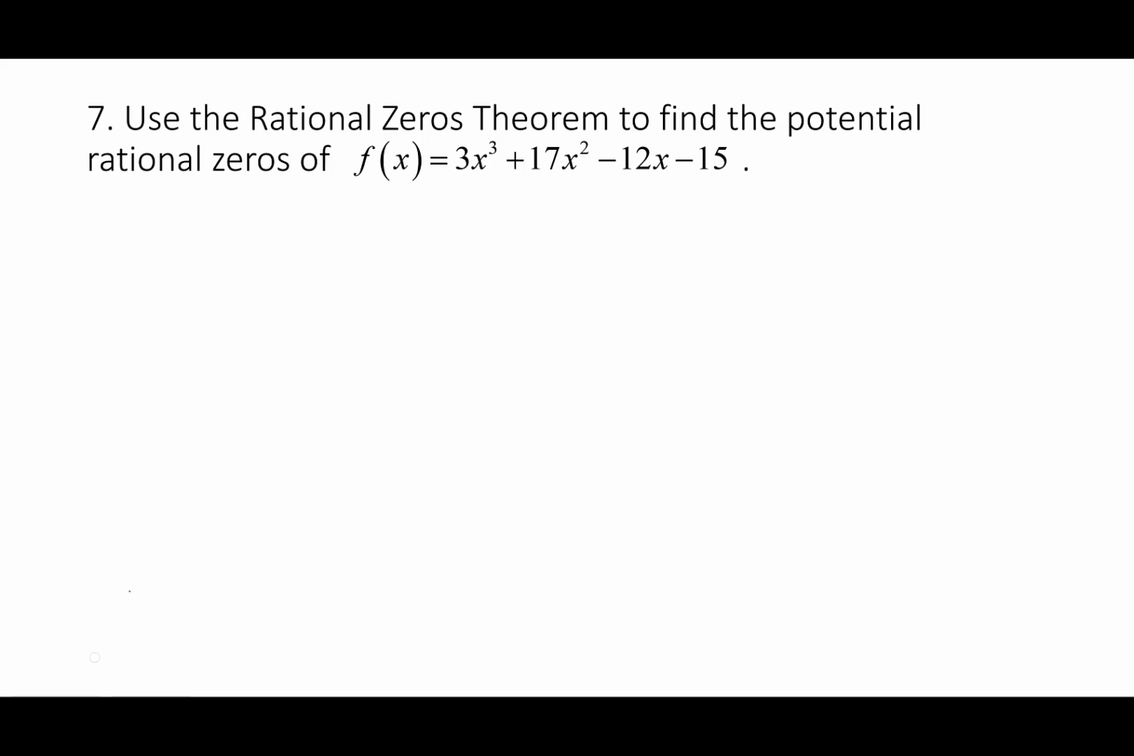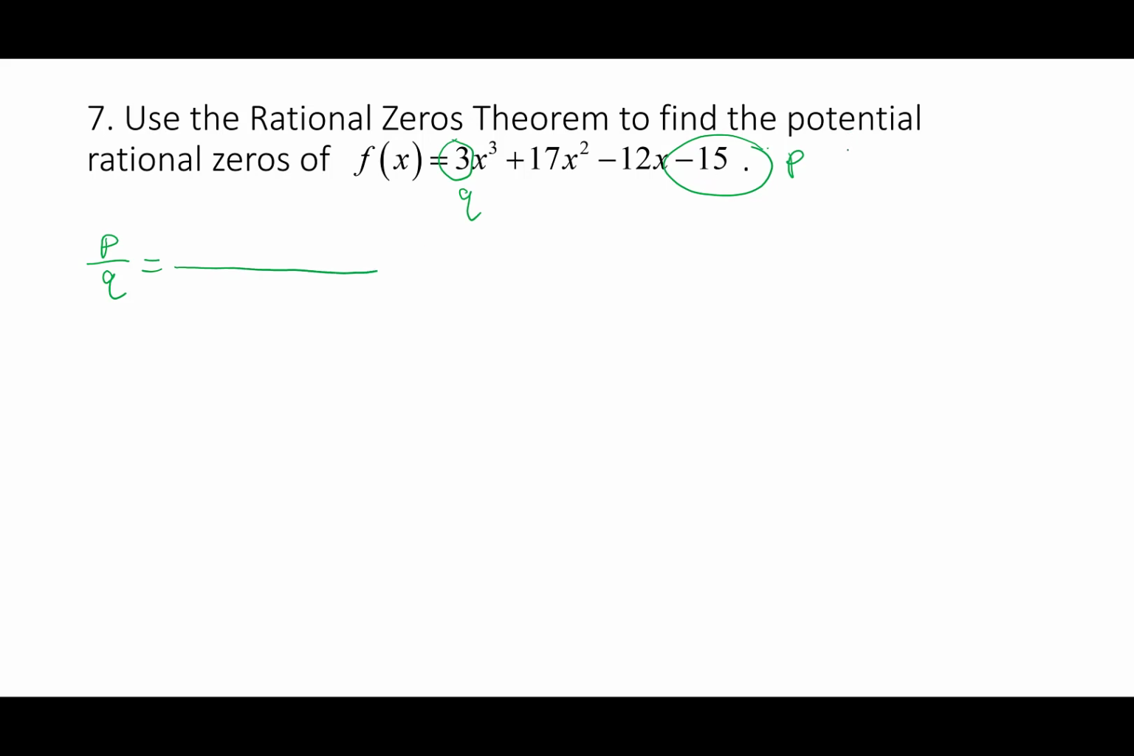Well, we're going to look for some numbers. This constant number on the end here, -15, is where I'm going to grab my values for p from, which we'll talk some more about in a minute. The coefficient on the highest power term, 3x cubed, which is 3, is where my values for q are going to come from. So if we have rational zeros, the rational zeros are going to be of the form p over q, where the p's are factors of -15.